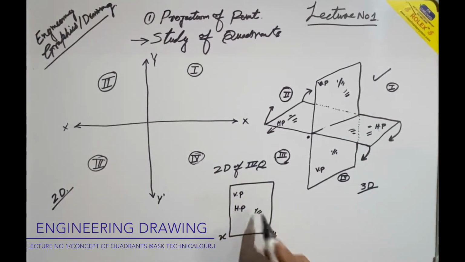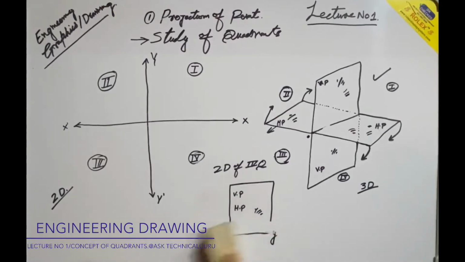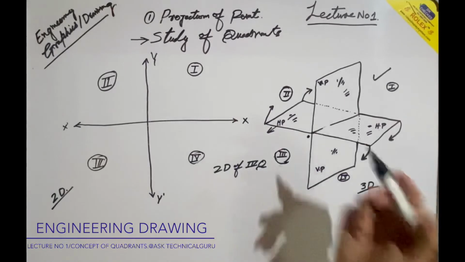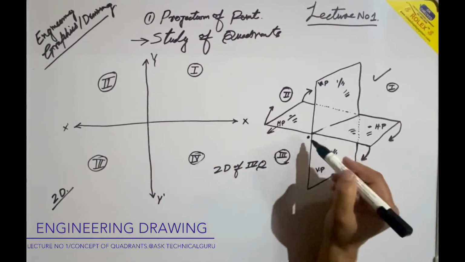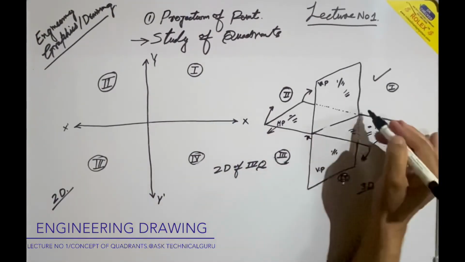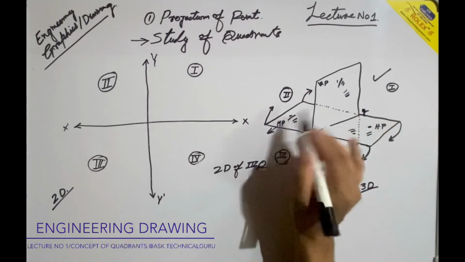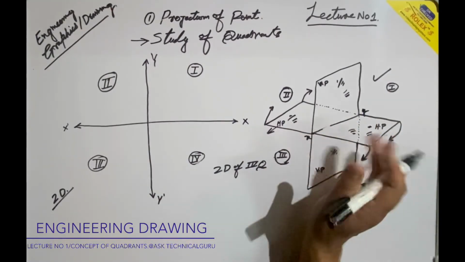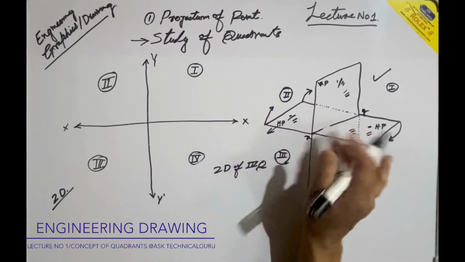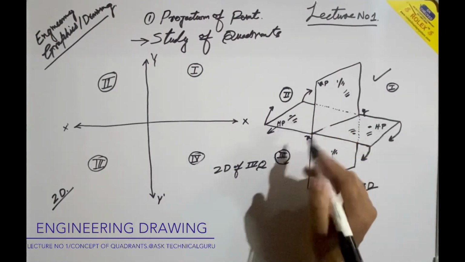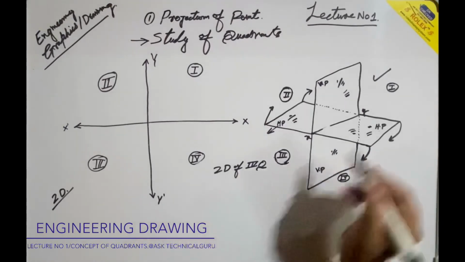Both the planes will be above the XY line. Sorry, this is the opposite of the second quadrant system. In the second quadrant system, both the planes overlapped above the XY line. The XY line is nothing but the line separating the two planes. Where the two planes intersect each other, that line we call the XY line.